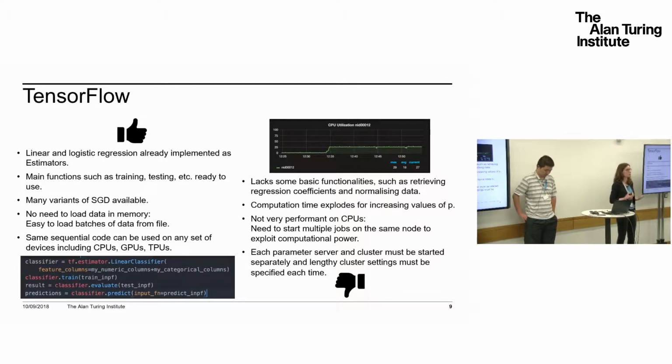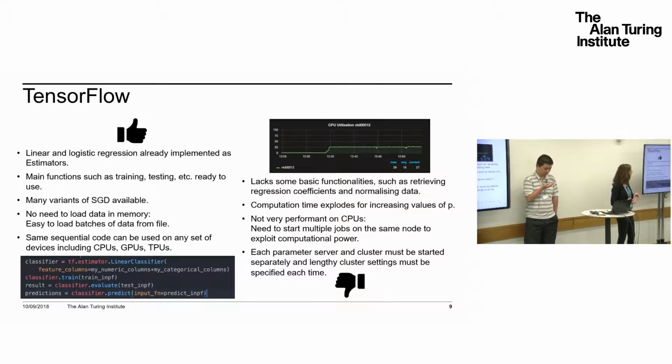So for example, if you define your input functions, then instantiating a classifier for logistic regression is just 2 lines. You just have to tell it which columns you want to use. And then training, evaluation, and prediction are 1 line each. Also, there are many variants of stochastic gradient descent implemented in TensorFlow, so you can choose any of those. You can set different penalties. And as I said, there's no need to load the data in memory. Also, TensorFlow detects automatically which devices are available and is able to automatically decide which computations are done by which devices.